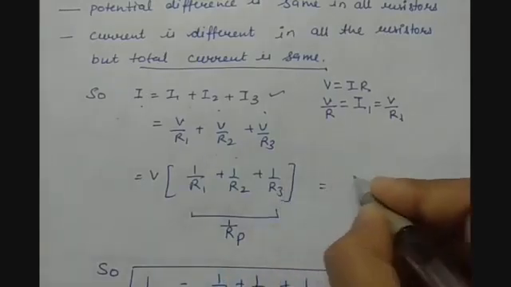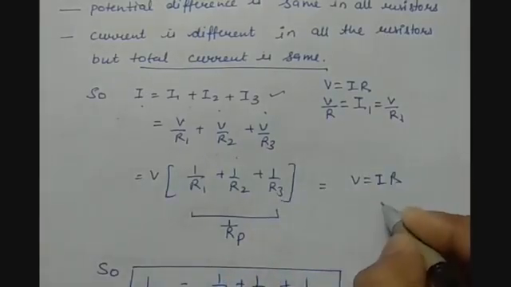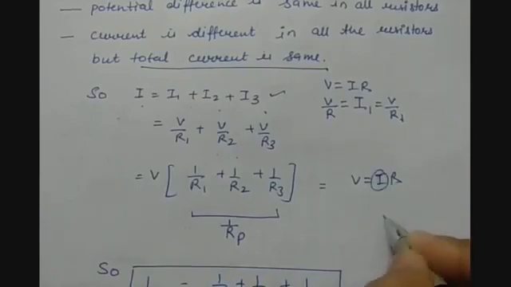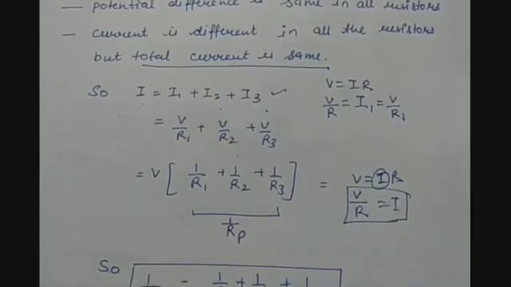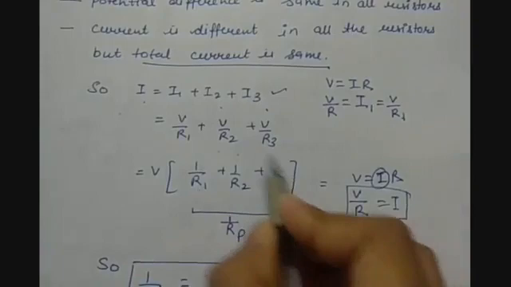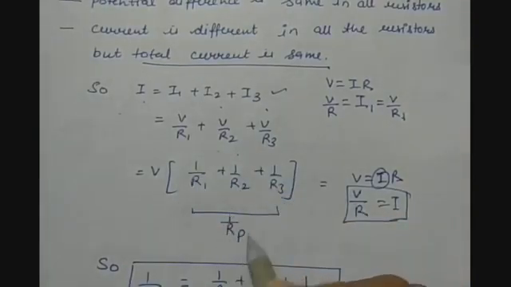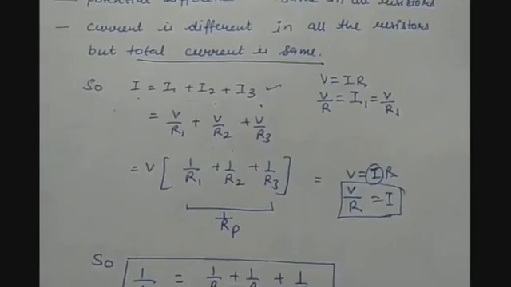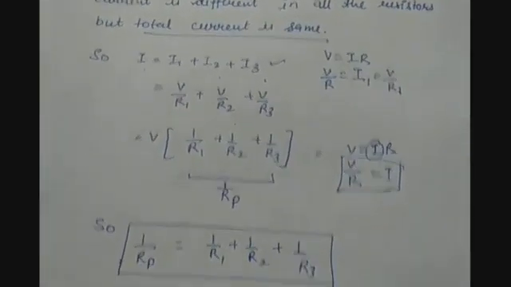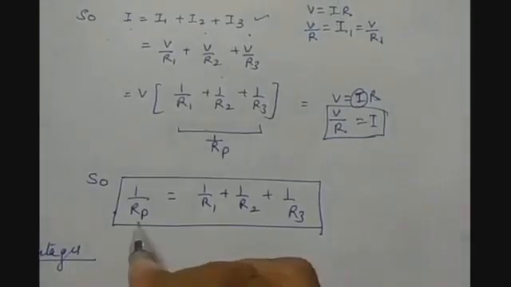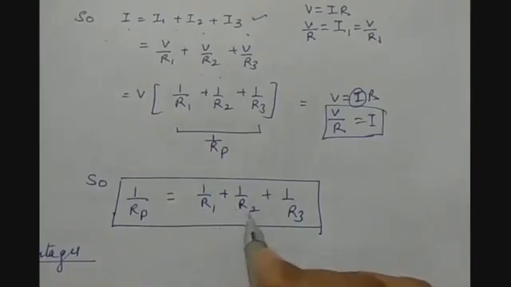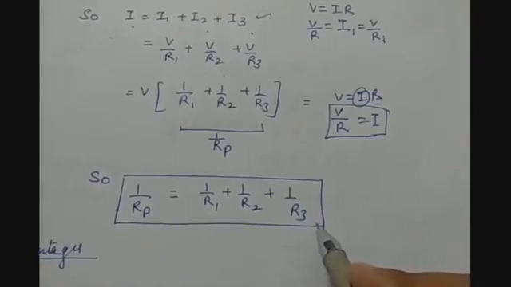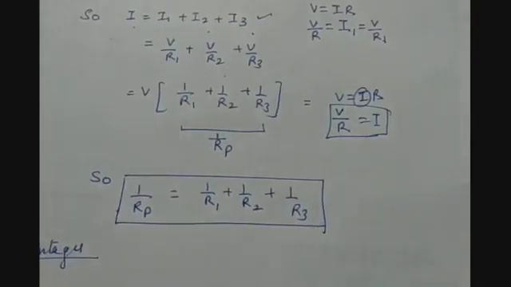So when we compare it with the equation V is equal to I, V upon R, we find that this factor is equal to 1 upon Rp, which is our effective resistance of the parallel combination. So the effective or equivalent resistance of the parallel combination is written as 1 upon Rp is equal to 1 upon R1 plus 1 upon R2 plus 1 upon R3. This is how we get the equivalent resistance in case of parallel combinations.